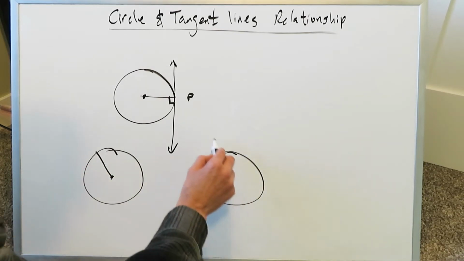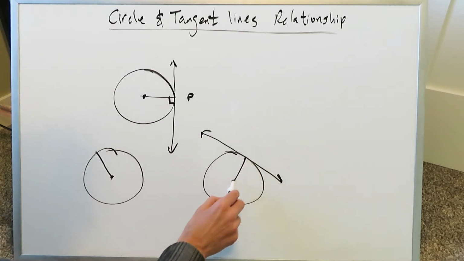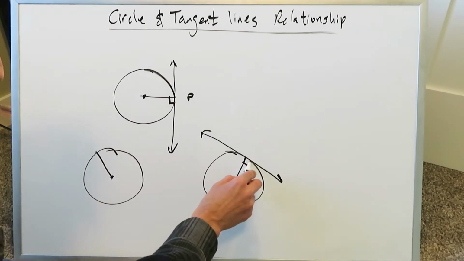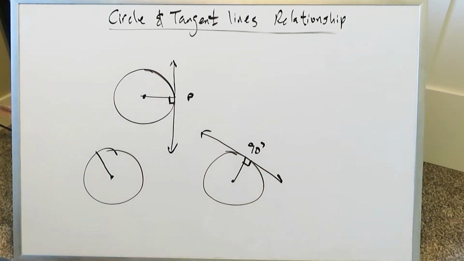Anyhow, for any circle you have, if you draw a tangent line and then you connect that tangent line to that center by a radius, that radius and the tangent line are always 90 degrees. It's a geometric theorem which has been proven.